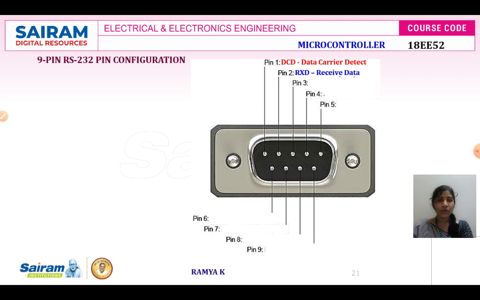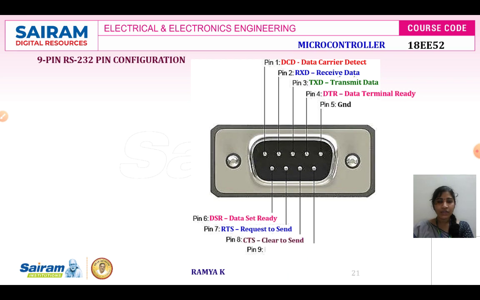So first I'll show what each pin is meant for, and then we will see the functions. Pin number 3 is meant for transmitting your data, and pin number 4 is data terminal ready. Pin number 5 is ground. Pin number 6 is data set ready. Next, request to send is pin number 7, then clear to send, and the last one is going to be your ring indicator. So these 9 pins are going to serve different purposes in transmitting the information from your computer to your peripheral device.